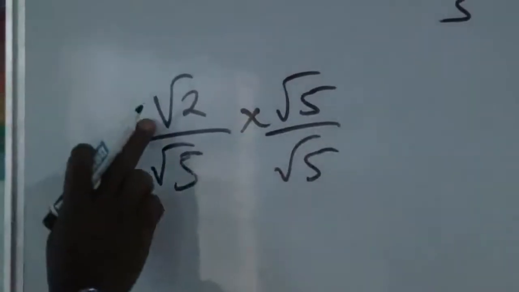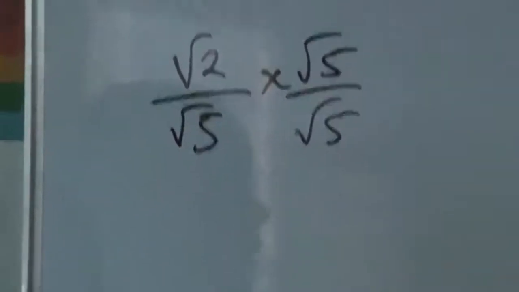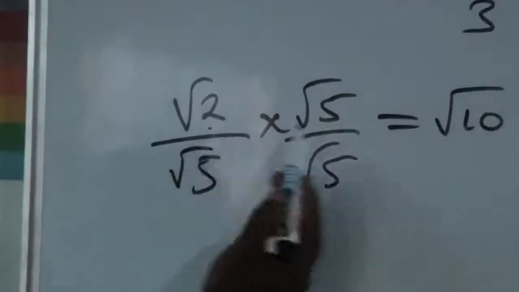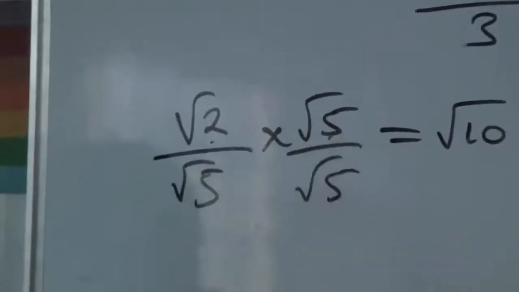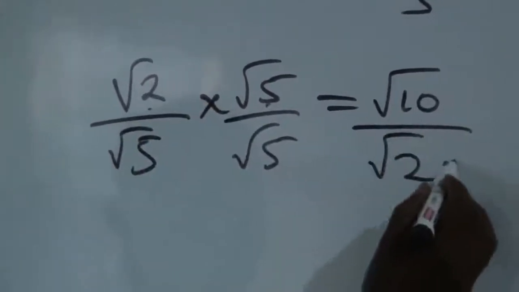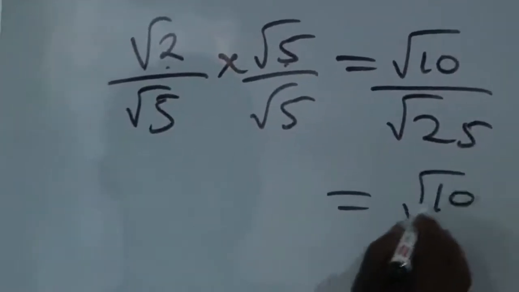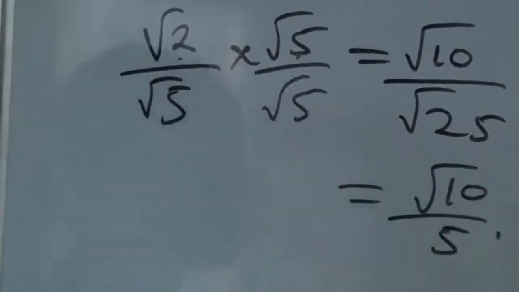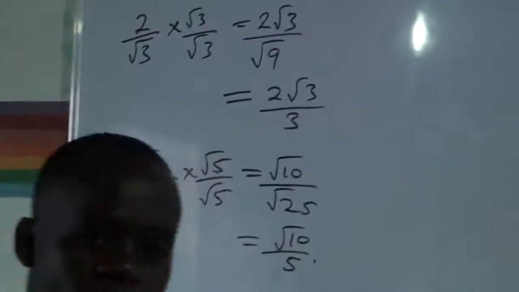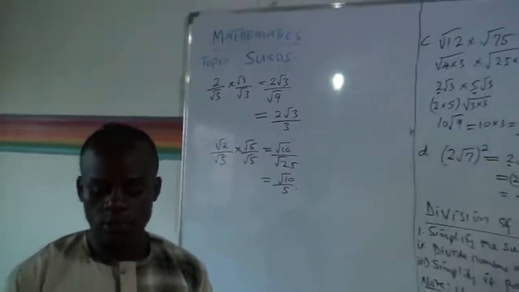So root 2 times root 5, from your knowledge of multiplication, we are going to have this as root 10, because these 2 will multiply this 5 since we are under what? Root. And then this will multiply to give us root 25. And that is going to be root 10 all over 5. Okay? So this is the concept of rationalizing the denominator.